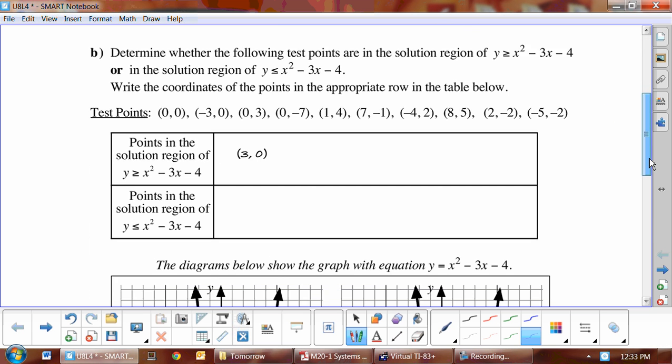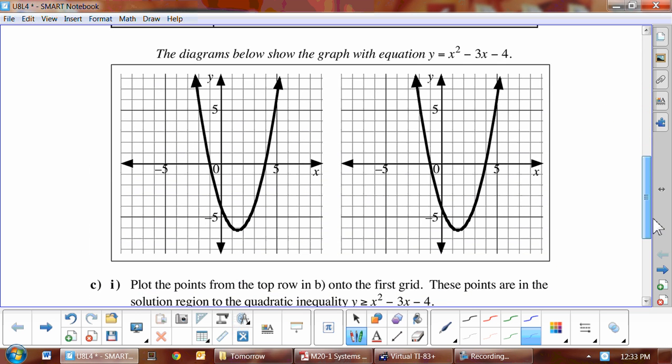Okay, so for this one, we are going to do 2 different inequalities. One where y is greater than or equal to x squared minus 3x minus 4, and one where y is less than x squared minus 3x minus 4. So we start these the same way we start the linear ones.